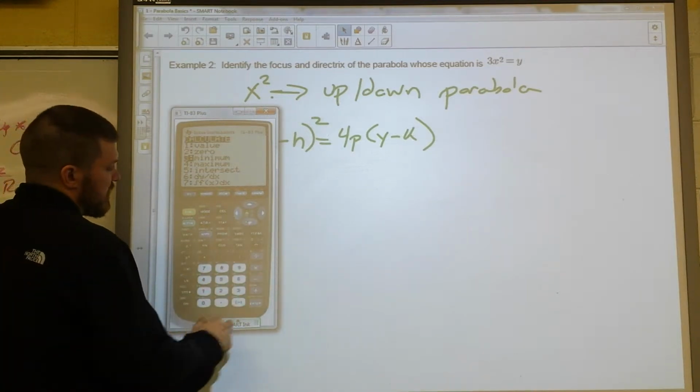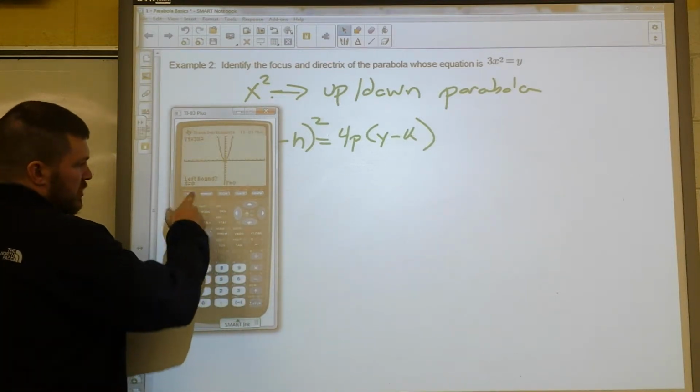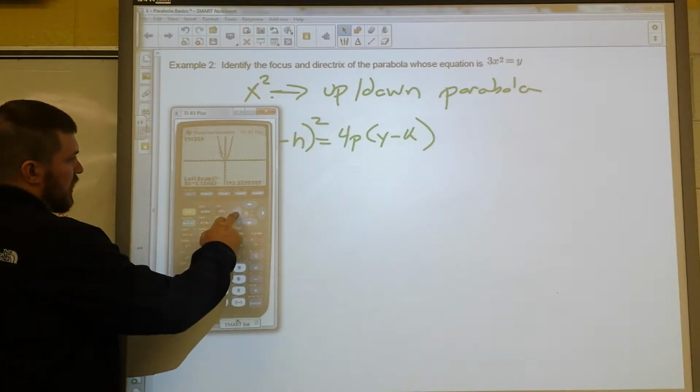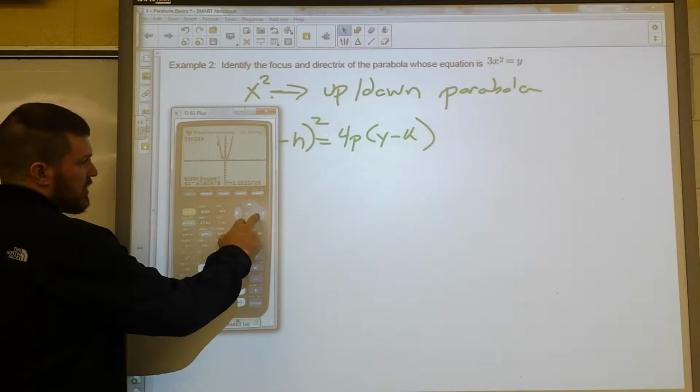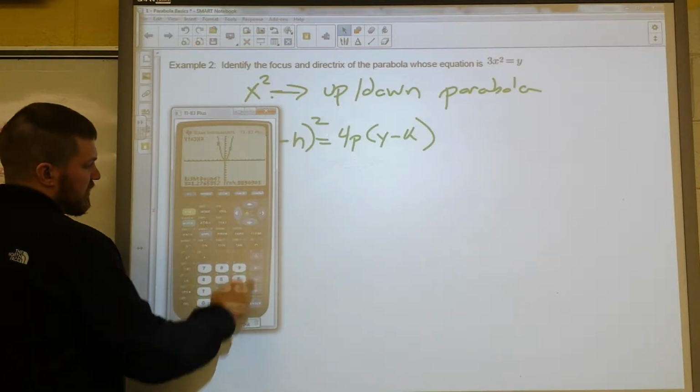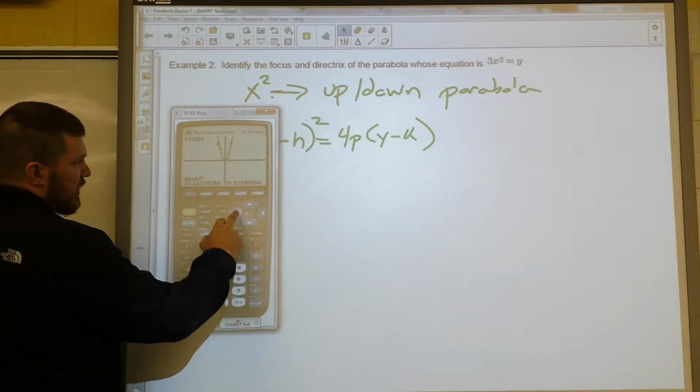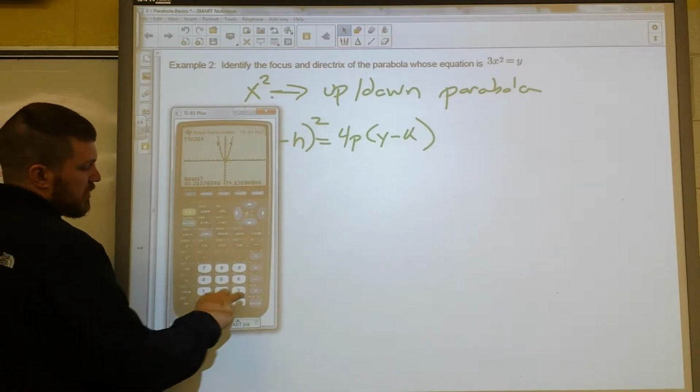Again, for this problem, we needed option 3, minimum. It's going to ask you a couple questions. Left bound, I just need my cursor somewhere on the left side of the valley. Right bound, I just need my cursor somewhere on the right side of the valley. And then yes, I want my cursor where I think the vertex lives, so at the bottom of the valley.